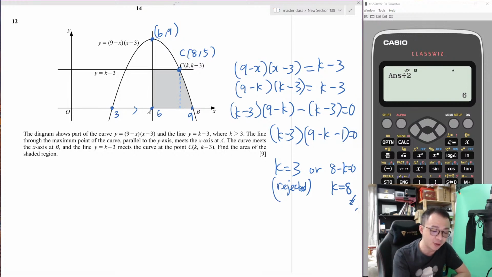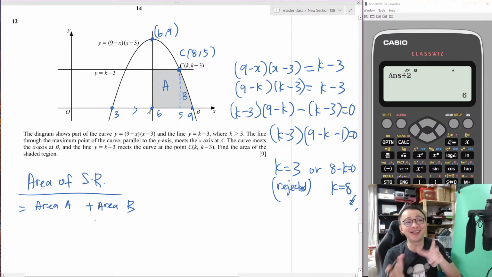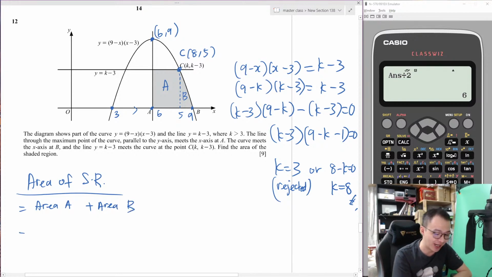Okay, so here I'm going to divide it into two different parts. The first part is a rectangle. Part B is the curve area, which is from 8 to 9. So the area of the shaded region, I write the short form here, you don't write the short form in the exam. So therefore, I want to do area A plus area B. Of course, in the exam you don't write area A and area B. Here, I just want you to understand.